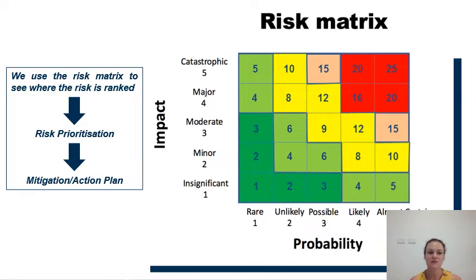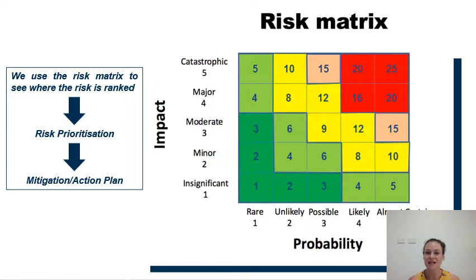So, as I mentioned, our risk matrix is used to see where our risks are ranked and to prioritise the action that we take. So those 15s, 16s, 20, 25, all of those are really severe. They've got a high probability of impacting our business, and they would have a major or a catastrophic impact on our business or on our guests.